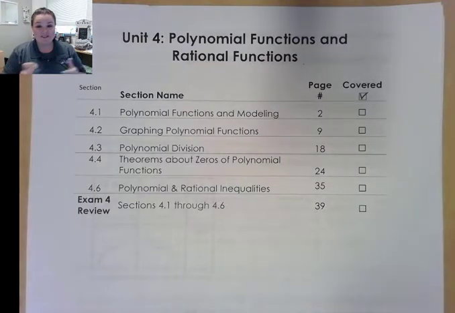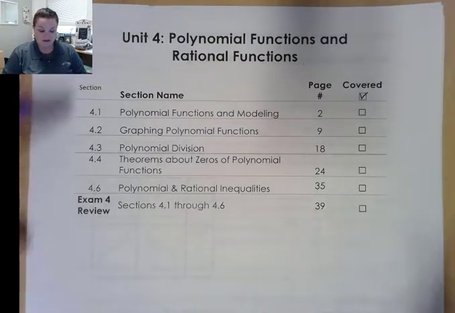All right, we're ready to start Unit 4, which is all about polynomial functions and rational functions. We're not going to do a whole lot with rational functions, but what we're looking to do is be able to graph accurately higher order polynomial functions. And in order to do that, there's kind of a systematic approach, which we're going to break down into several different sections.